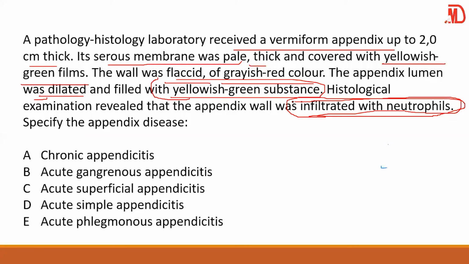And again, what is your clue? The clue here is what? The appendix or the lumen was dilated and filled with yellowish green substance, which is more or less like abscesses. So here you're going for E as our answer. All right.